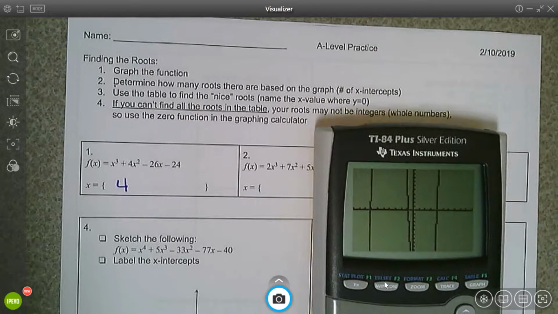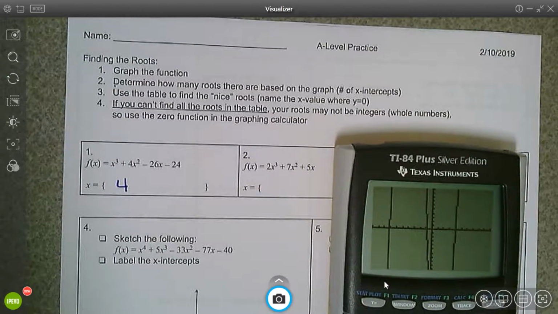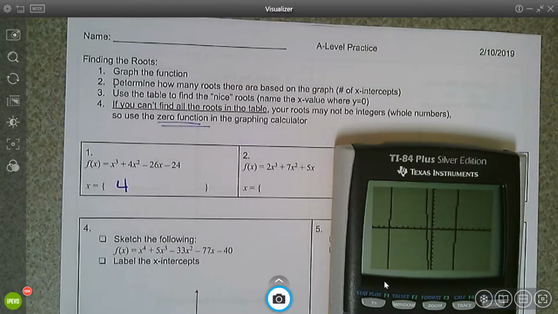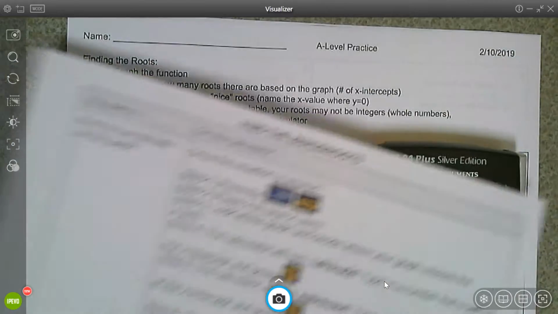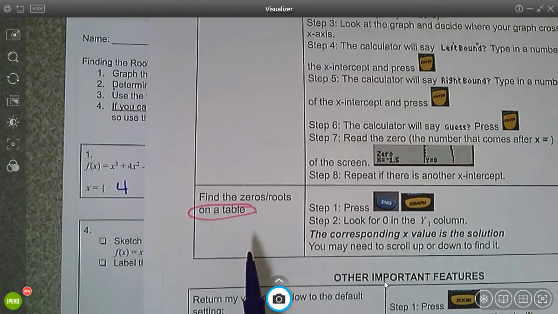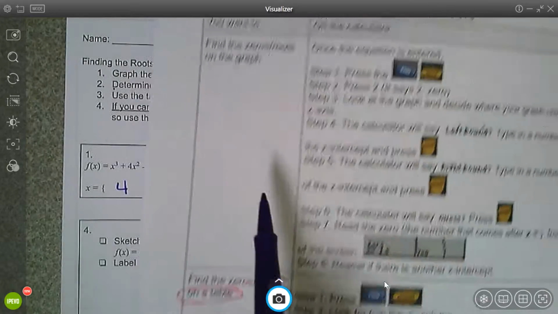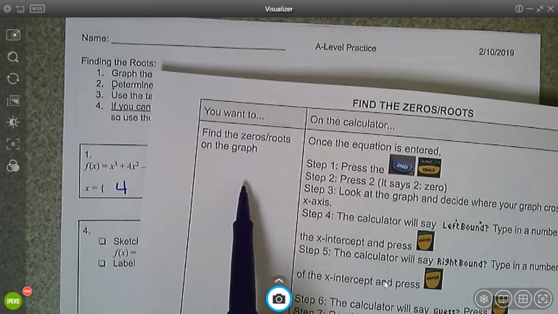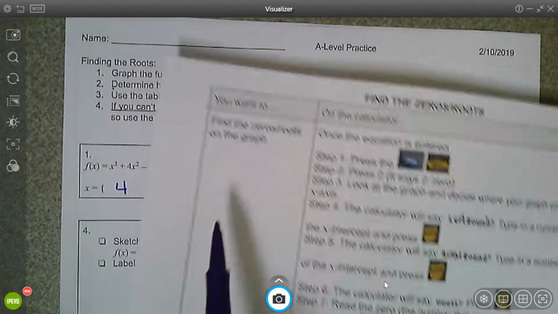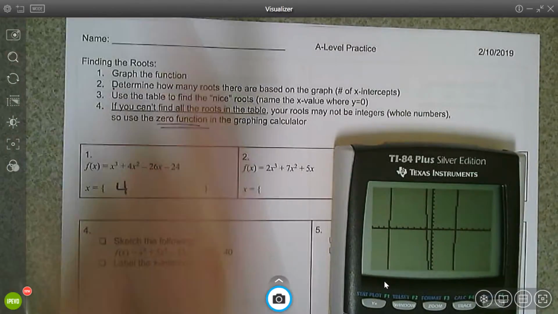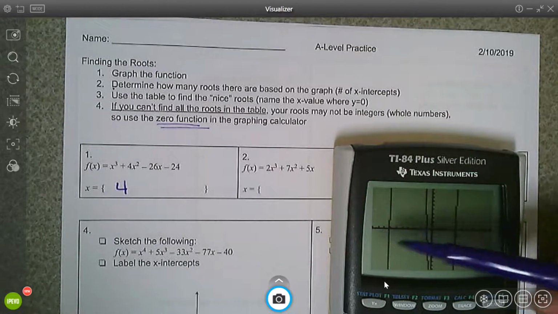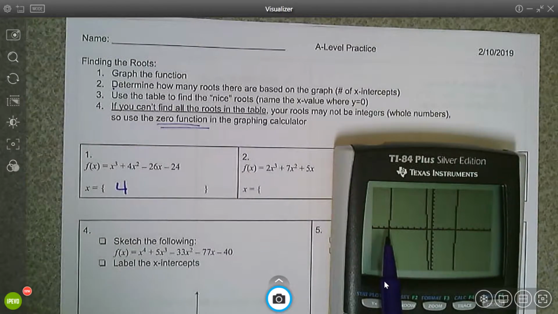If we can't find the roots in the table, we need to use what's called the 0 function in the graphing calculator. If you look at your graphing calculator reference sheet, we've been focusing on how to find the zeros or roots from a table. Right above is how to find them from a graph. So those are the steps I'm going to walk you through right now. So I found this. That's x equals 4. I need to find these two. So I'm going to find this one first.